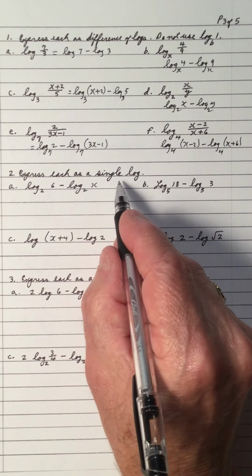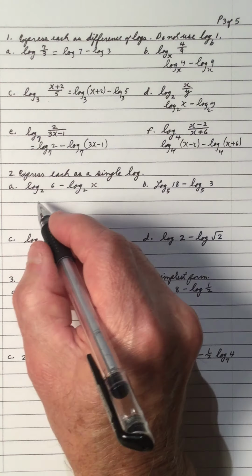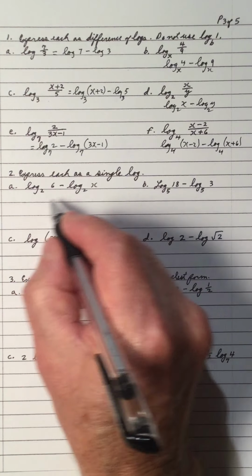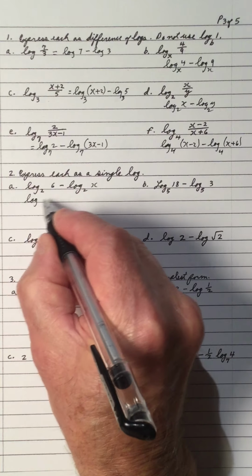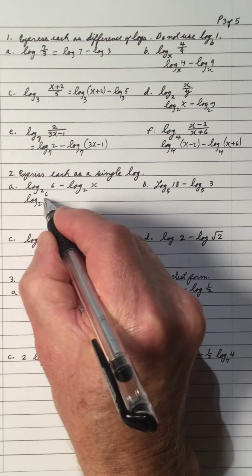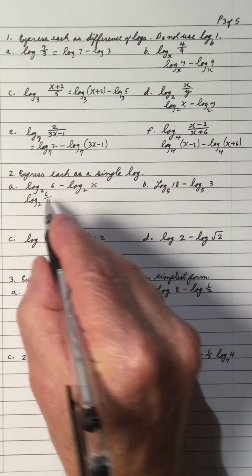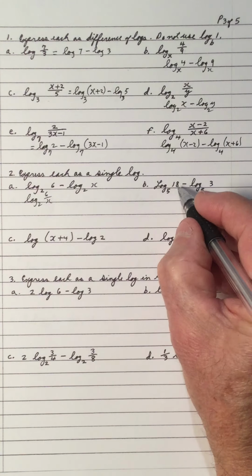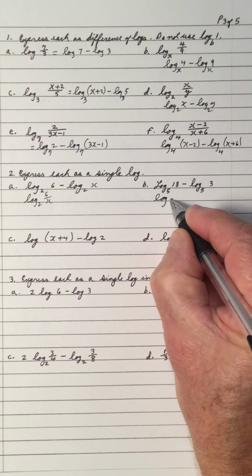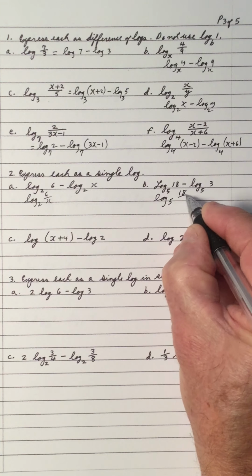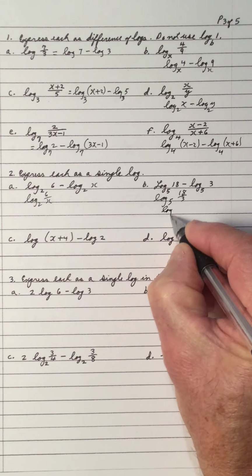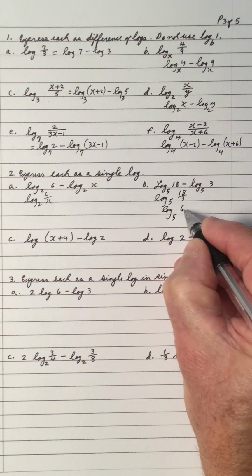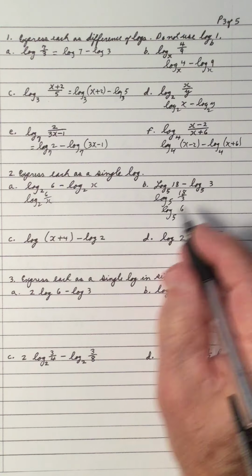Express each as a single log. So we have them made as a single log. The bases are the same. So the log of a subtraction is a division. Subtraction of logs is 18 divided by 3. So the base is 5, and 18 divided by 3 is 6. So that's a single log.